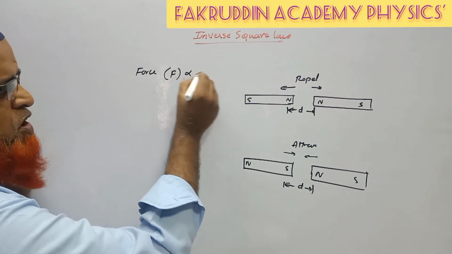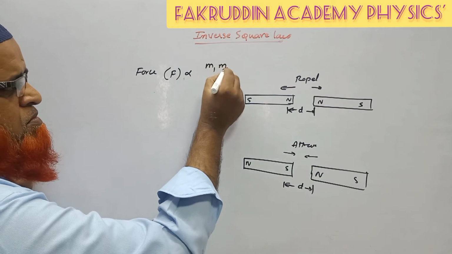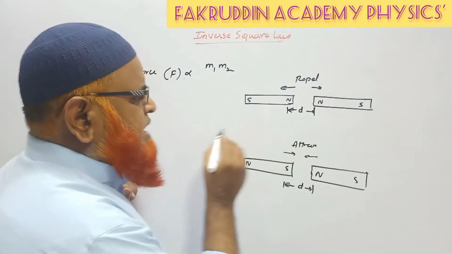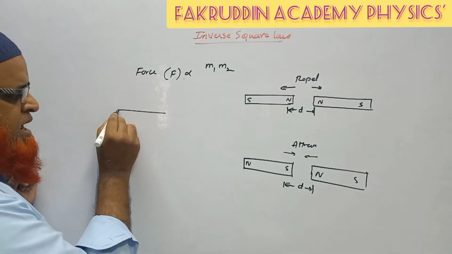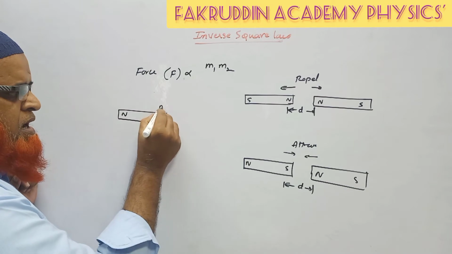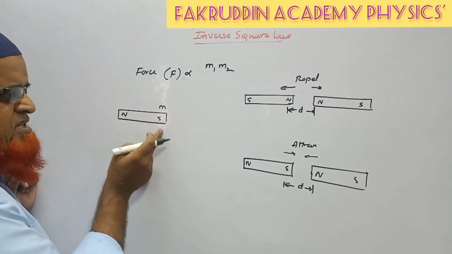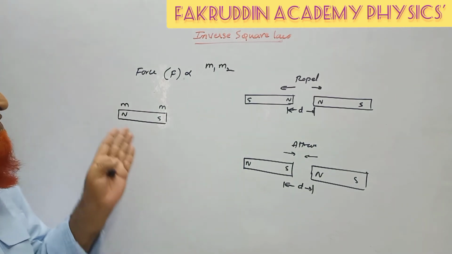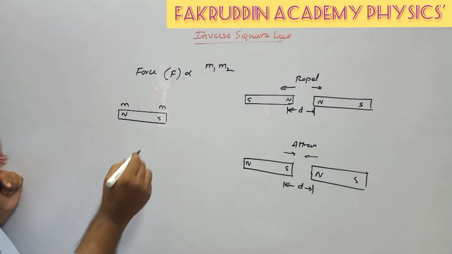the product of the pole strengths. What is the meaning of pole strength? See here, I'll tell you the meaning of pole strength here. Every magnet has one north pole and one south pole, and it has strength here. This is M and this is M, isn't it? There are two pole strengths for each magnet. What is the meaning of pole strength?